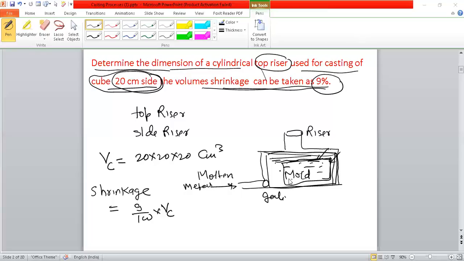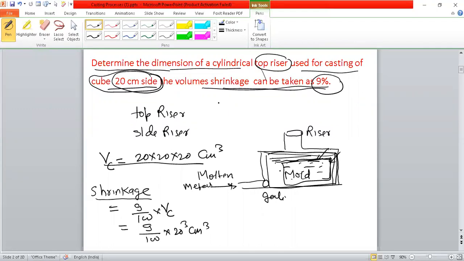Cooling starts and volume decreases, and it is given to you that shrinkage is 9%. So you can calculate shrinkage volume. That is 9/100 into 20 cube centimeter cube. This is your shrinkage, and this is your volume of the casting.